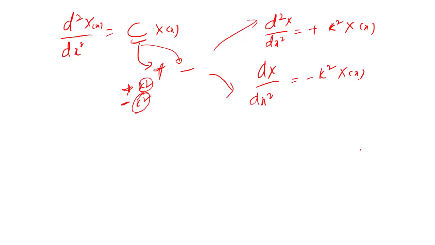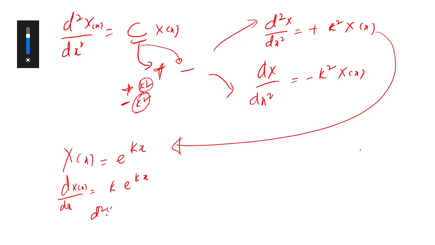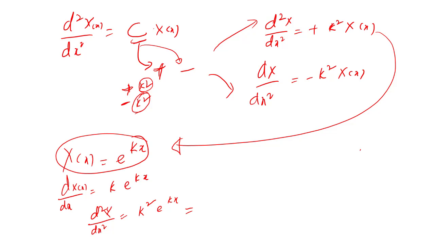So if the constant is positive, you can easily see what would be a nice solution. For example, for X of x, something like e to the power kx would be a solution, right? Because if you do dX/dx, that would give you k times e to the power kx. So if you do d²X/dx², you would get k squared e to the power kx, but e to the power kx is X of x to begin with, so this would be k squared X of x, right? So for this, you have an exponential solution like e to the power kx.